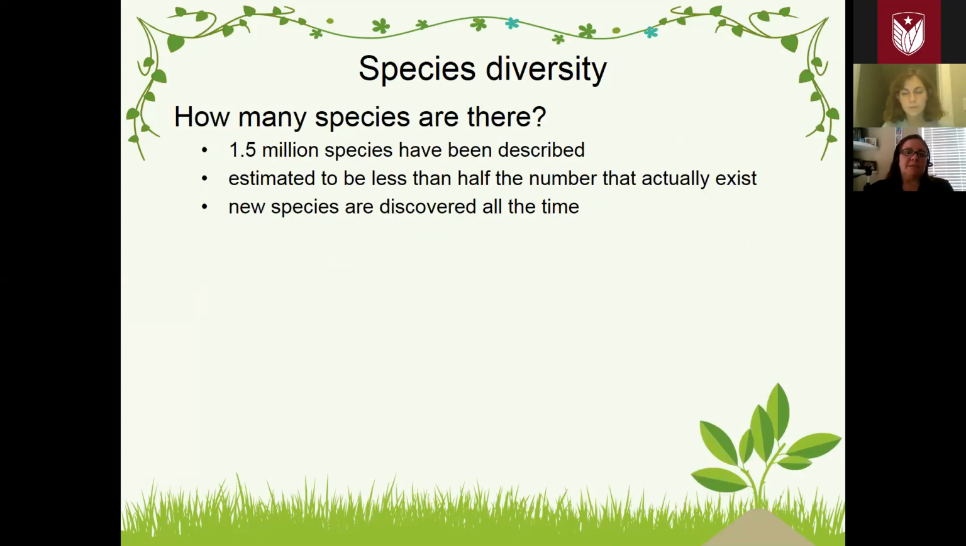How many species are there? Well, about 1.5 million have been described, and that includes all plants, animals, fungi, bacteria. That's estimated to be less than half of the number of species that actually exist. And of course, new species are discovered all the time.